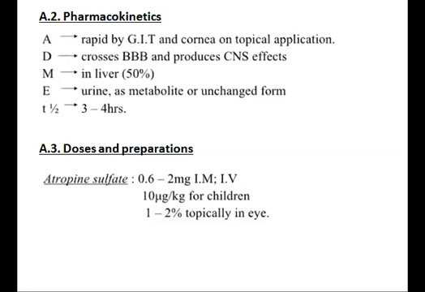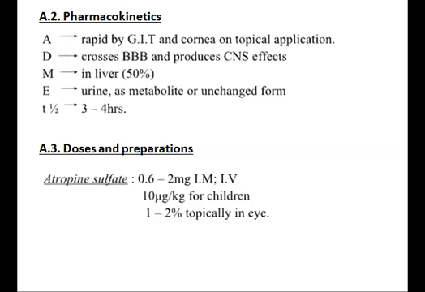And regarding its metabolism, it will be metabolized in the liver at approximately 50%. Regarding its elimination, the major route of atropine elimination is the urine, as it is eliminated as metabolite or unchanged. And the half-life for this elimination is between 3 to 4 hours.